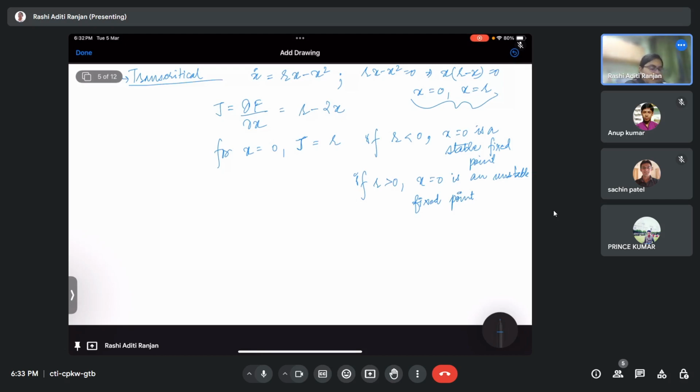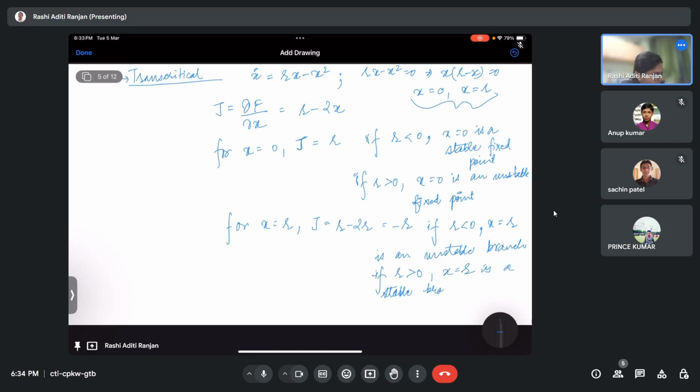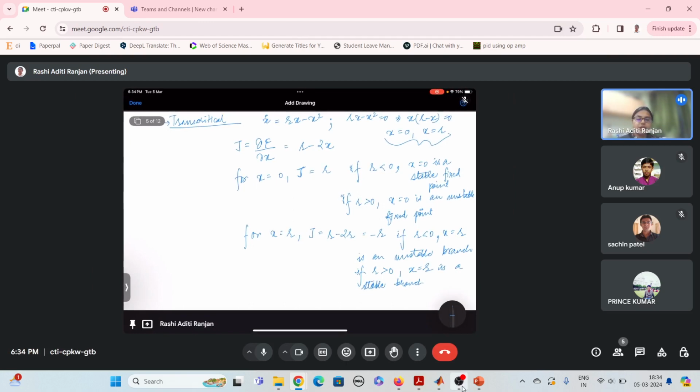So this is the thing. And now if I talk about my second fixed point, which is x equals r, my Jacobian will be equal to r minus 2r, which will be equal to minus r, isn't it? So in this case, if my r is less than 0, what is going to happen? My Jacobian will be a positive value, and so this x equals r will be an unstable branch. So if r is less than 0, then x equals r is an unstable branch. And if r is greater than 0, then x equals r is a stable branch. I hope that this thing is clear, how we are relating it with the Jacobian.